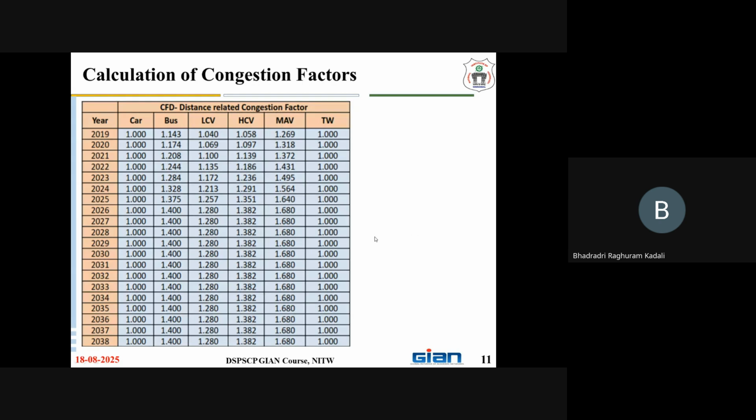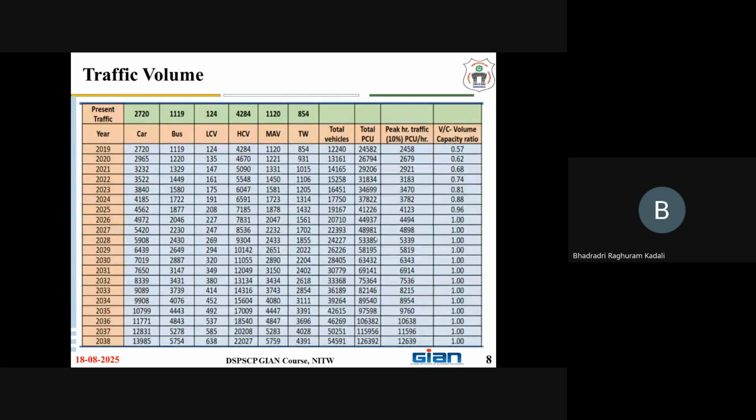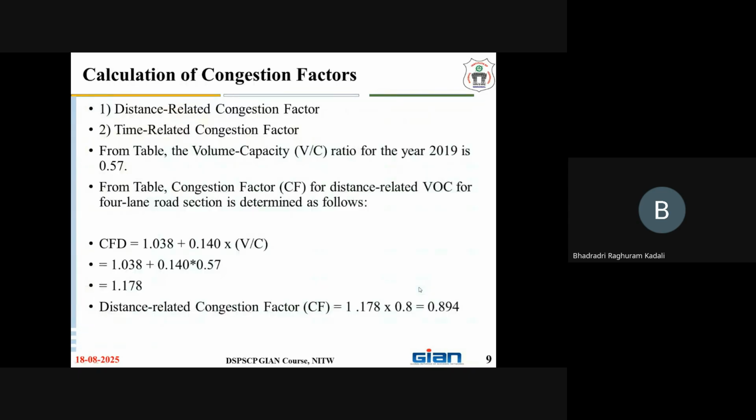Q is the volume of the traffic in PCU per hour in a year, which we have considered. 2448 is the maximum hourly 10% volume, 245. So this volume we have taken to estimate the time related congestion factor.